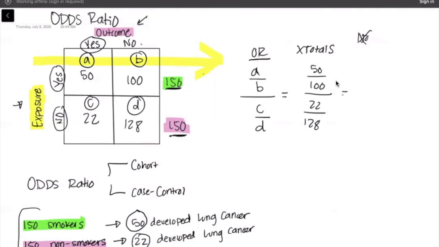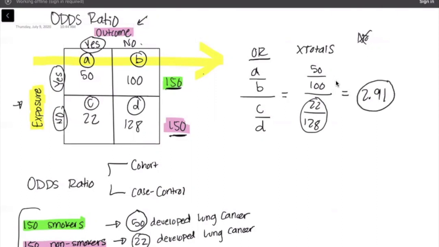Just remember when you're plugging this into your calculator to put parentheses around the 22 divided by 128 so none of your numbers get messed up. At this point, you can go ahead and pause the video so you can do this calculation if you haven't already and see what number you get. And so I got an odds ratio of 2.91.